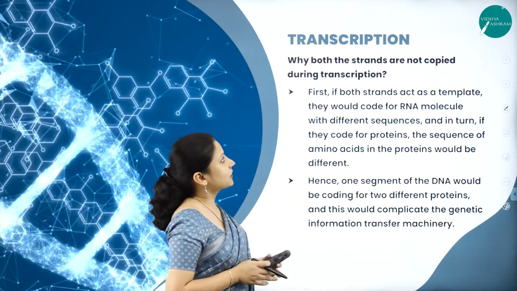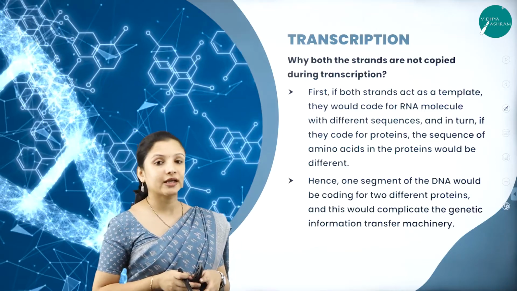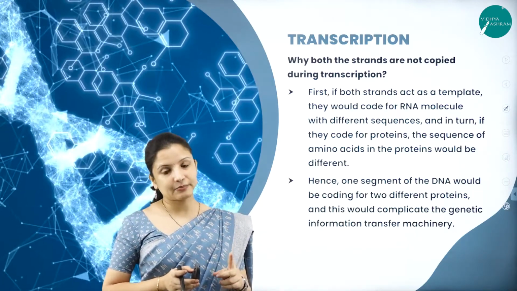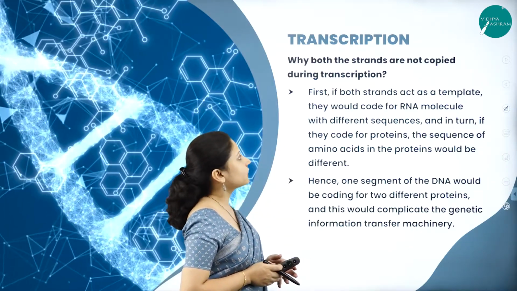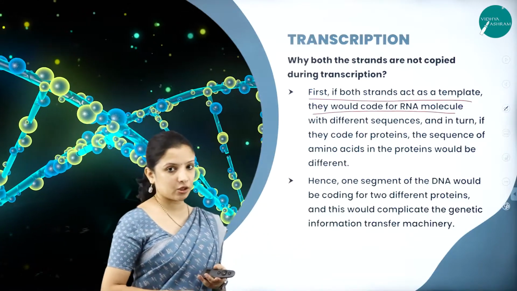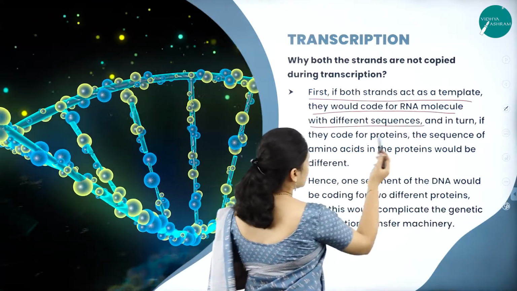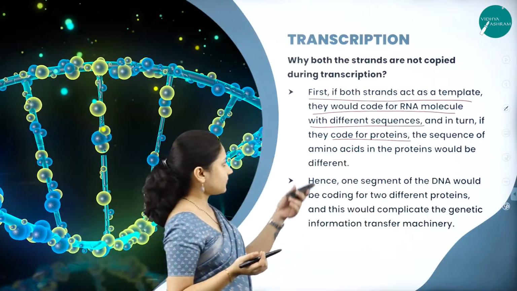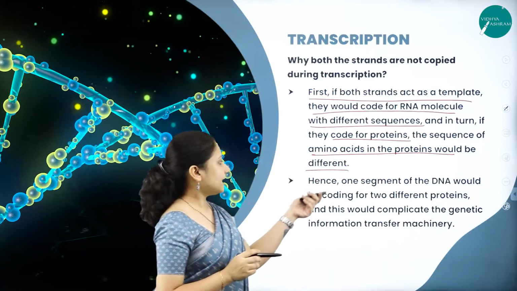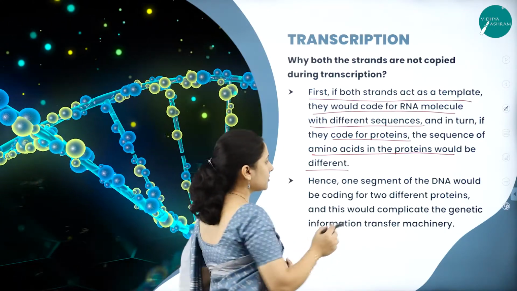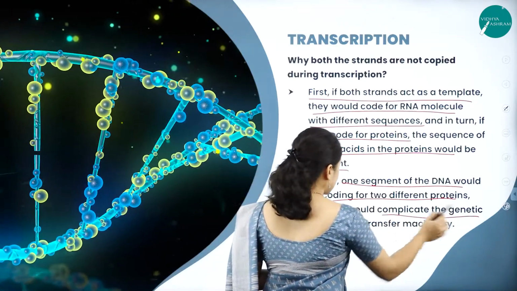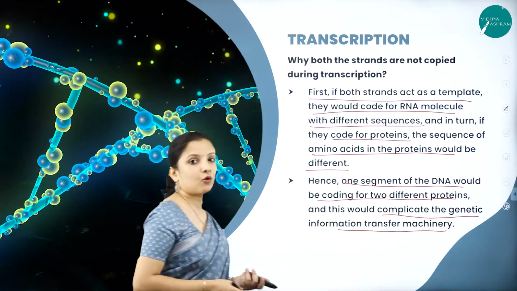We shall look into it. So why are both the strands not copied during the process of transcription, whereas in replication both strands were participating? Why is it so? First, if both strands act as a template, they would code for RNA molecules with different sequences, and in turn they would code for proteins, and the sequence of amino acids in the proteins would be different. So that is why one segment of the DNA would be coding for two different proteins, and this would complicate the genetic information transfer machinery. So what does this mean?